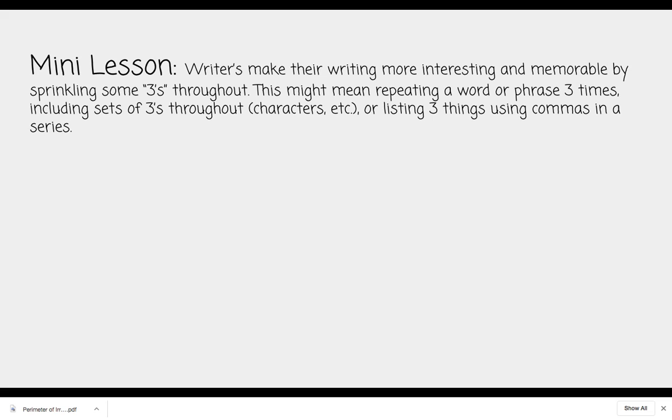So I'm going to go into a mini lesson on what you're going to be doing today in your writing. So our mini lesson is writers make their writing more interesting and memorable by sprinkling some threes throughout. So this might mean repeating a word or phrase three times, including sets of threes throughout, like maybe three sets of characters, or listing three things using commas in a series.